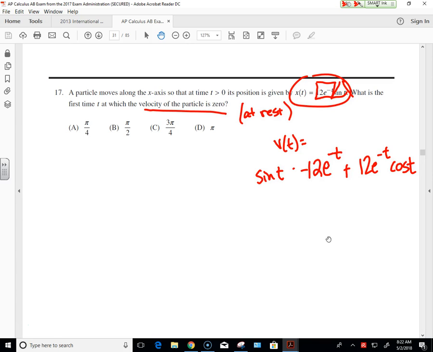Careful. Derivative of sine is a positive cosine. Integral of sine is a negative cosine. If you have your derivative rules down really well, integral is just the opposite. Derivative sine, cosine, derivative cosine, negative sine. And integral, you just have to think opposite.